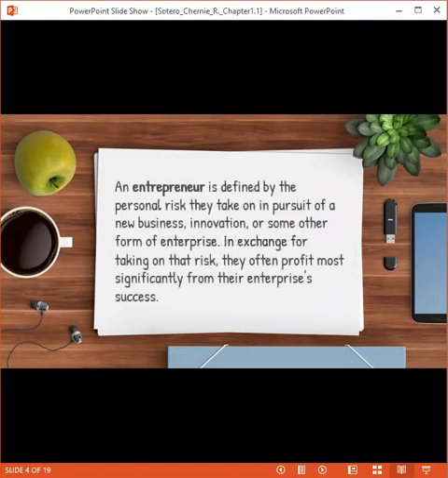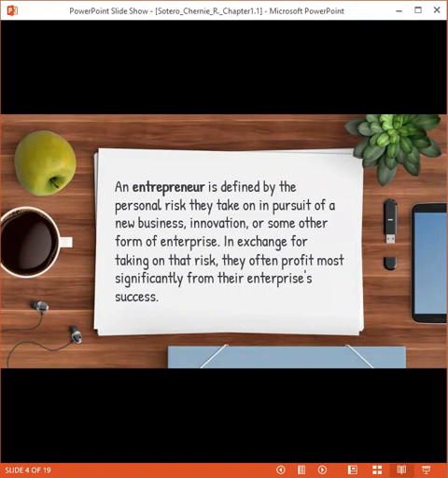An entrepreneur is defined by the personal risk they take on in pursuit of a new business, innovation, or some other form of enterprise. In exchange for taking on that risk, they often profit most significantly from their enterprise's success. There is some debate over the exact definition of an entrepreneur.